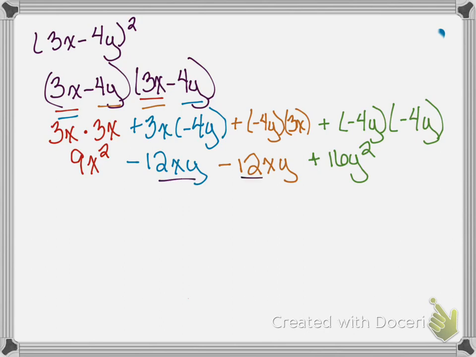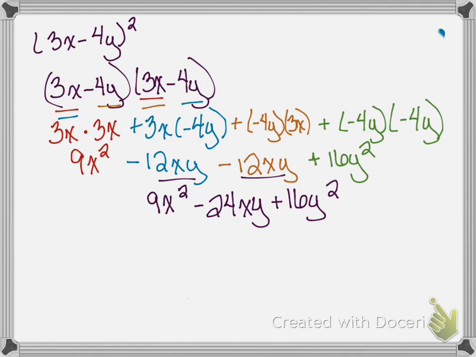Now, these can be combined. So I have 9x squared minus 24xy plus 16y squared. Now, that is something called a perfect square trinomial. Even for factoring, that's not something I think you need to memorize. But that's what it's called. It's a perfect square trinomial.